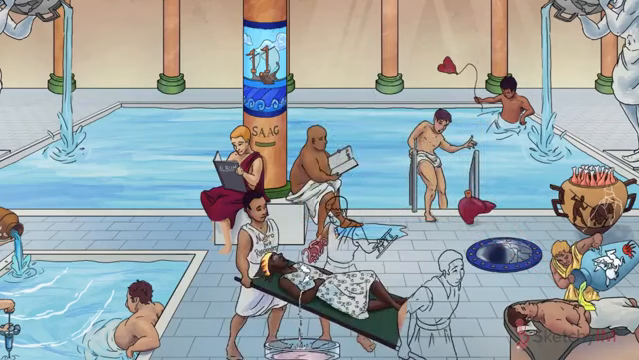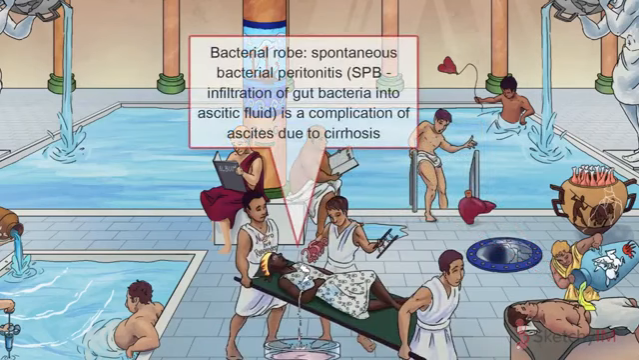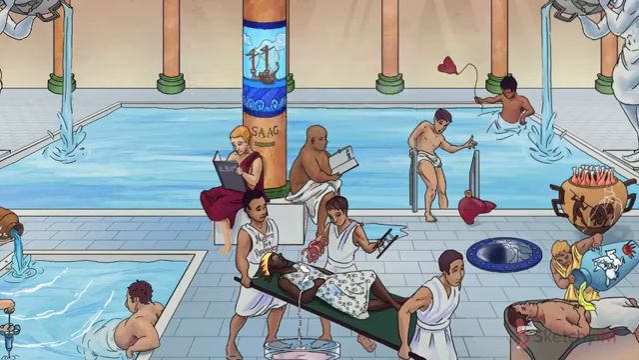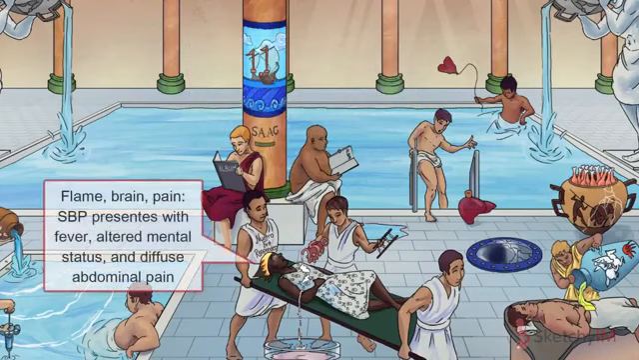A common complication of ascites in patients with cirrhosis is spontaneous bacterial peritonitis, or SBP, which occurs due to the infiltration of gut bacteria into the ascitic fluid. It's symbolized by this bath patron here, who seems to have spent a little too much time in the hot tub. Notice the bacterial garb he has on. These patients present with fever, altered mental status, and diffuse abdominal pain. And he's definitely experiencing all three right now. In a patient with ascites and cirrhosis, this is not a good sign. Time to get a paracentesis.